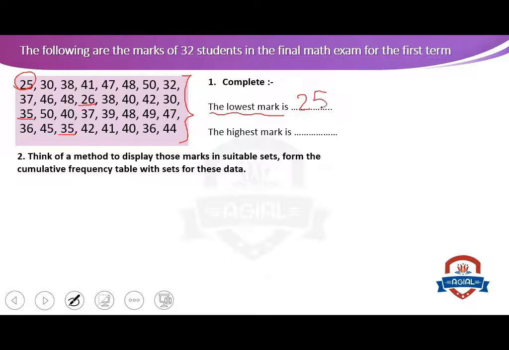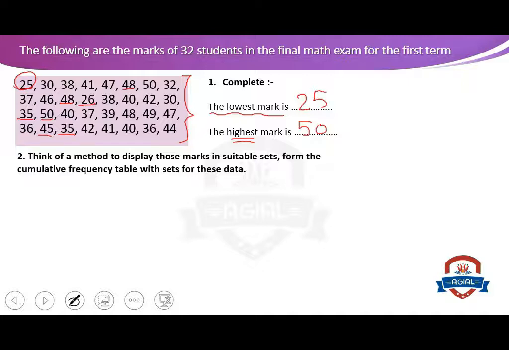And if we need to find the highest mark, we have to search for the greatest number in each row. We have 48 in the second row, and we have 50 in the third row, and we have 45 in the fourth row. So 50 is the greatest mark, or the highest mark is 50. So we know the lowest mark and the highest mark.